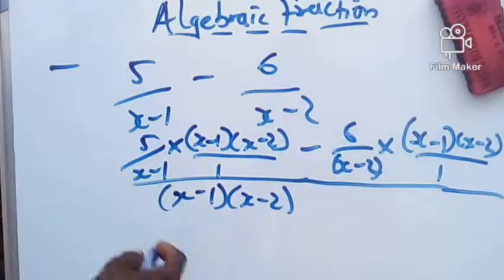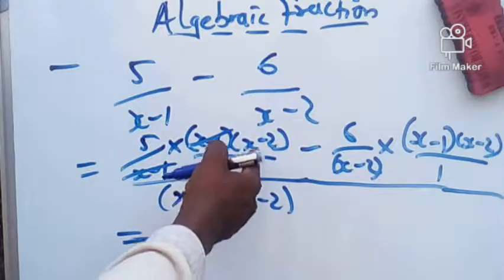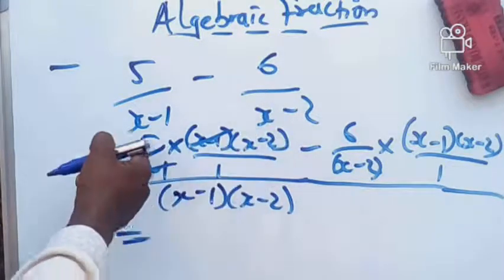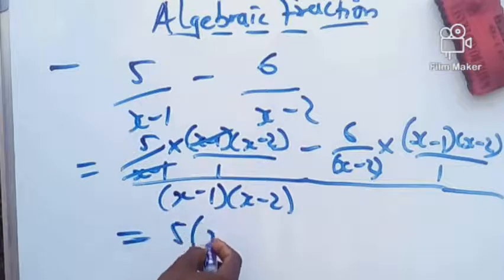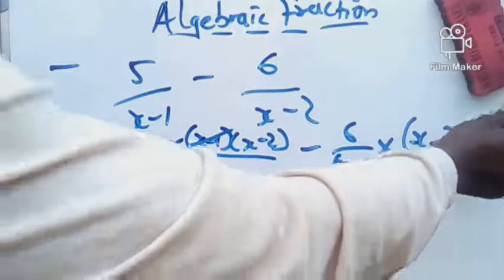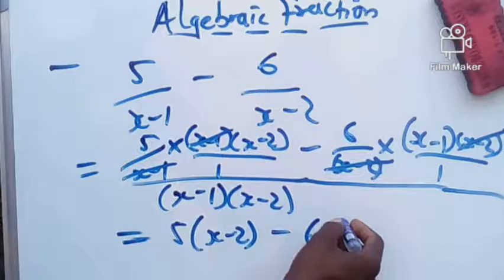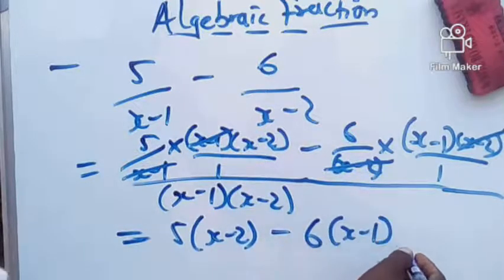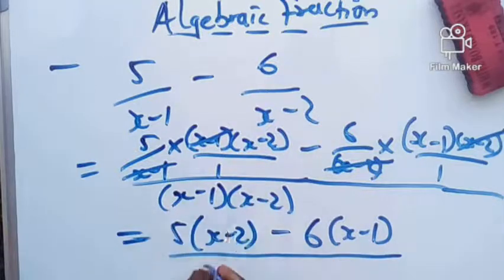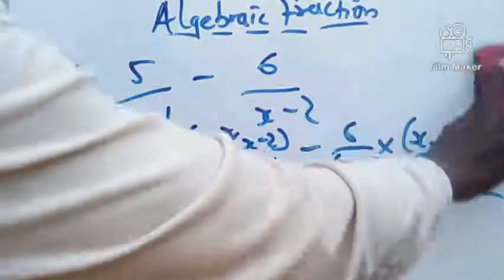So we'll go ahead and simplify. To simplify this operation, we are going to have x minus 1 here. We'll take care of x minus 1. What is left? x minus 2. And then we now have x minus 2 multiplied by 5, written as 5 into x minus 2. We drop our subtraction sign. x minus 2, we take care of x minus 2. We are left with x minus 1. And then x minus 1 multiplied by 6, we write it as 6 into x minus 1. And everything here is divided by the given LCM, which is x minus 1 and x minus 2. So let's go ahead and simplify.